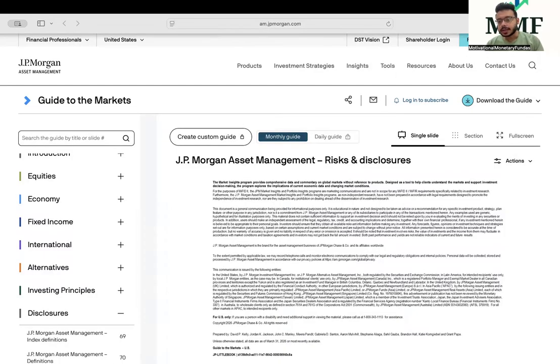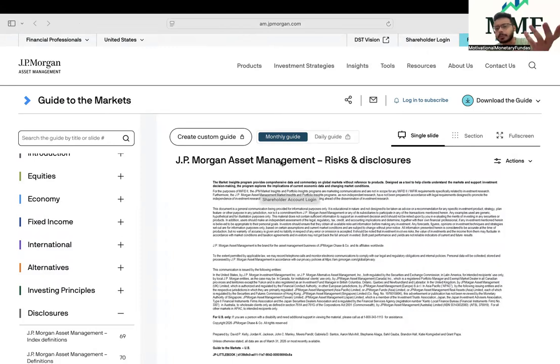Hello guys, so in this session, let's discuss one of the most informative reports, which is published quarterly by JP Morgan Asset Management. And this report, again, is a publicly available report. It's not something I've picked up privately or from sources which aren't available in the market. Again, it's a publicly available report.